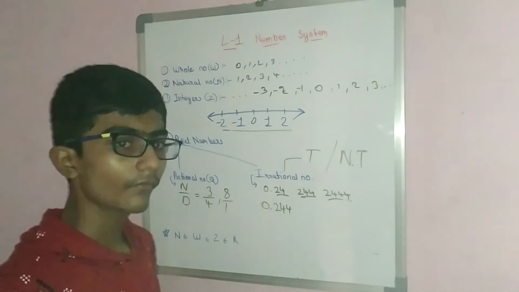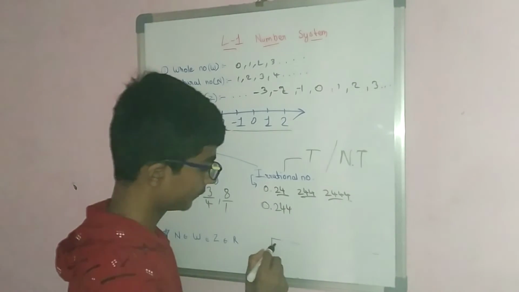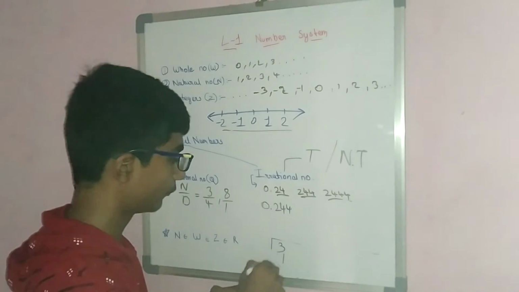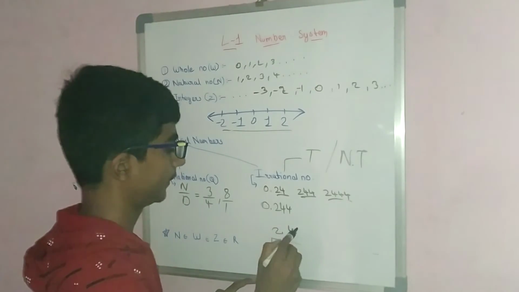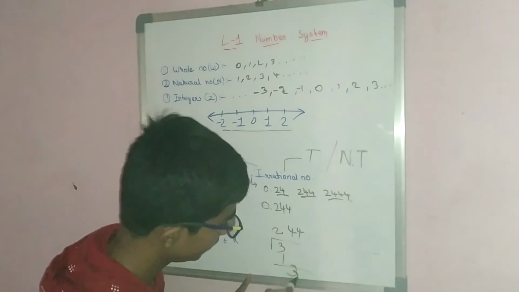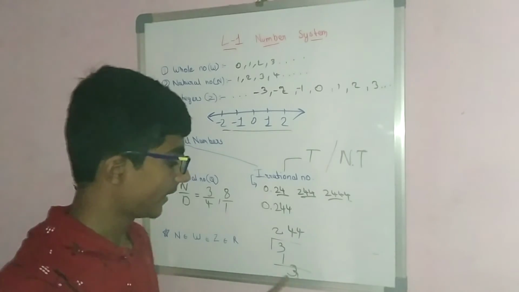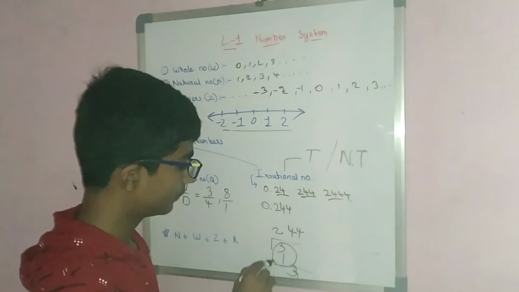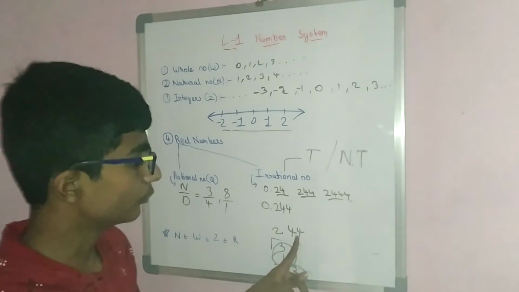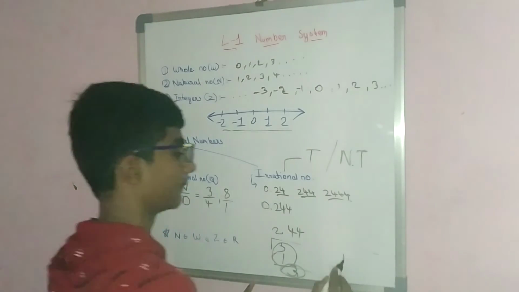And in the numbers here, if we have 3, and after 4 calculation we have 2.44 here, and then again comes 3 in the remainder, and then we are going to repeat this whole process again, and that will be 2.44444. Let me repeat it again with another example.